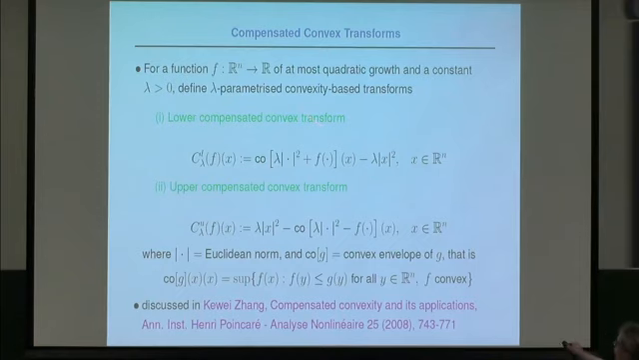What do we do? First of all, we take our function f, and then we add on lambda |x|^2, where this just denotes the usual Euclidean norm. So I take f, add on lambda |x|^2, and then we take the convex envelope of that function, where the convex envelope is, as usual, the supremum of all convex functions which lie underneath the function. So we take f, add lambda |x|^2, take the convex envelope, and then after that we subtract the lambda |x|^2 off again. This is what we do for the lower transform.